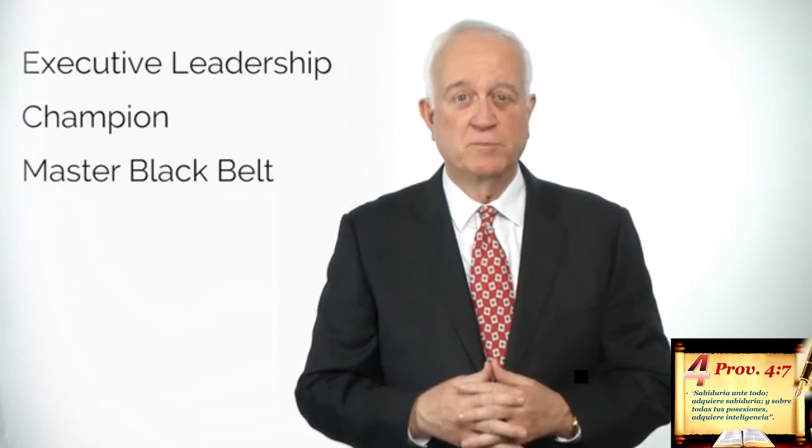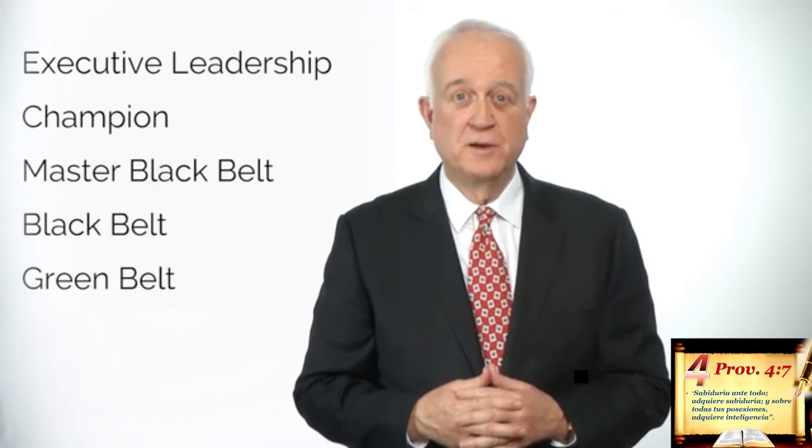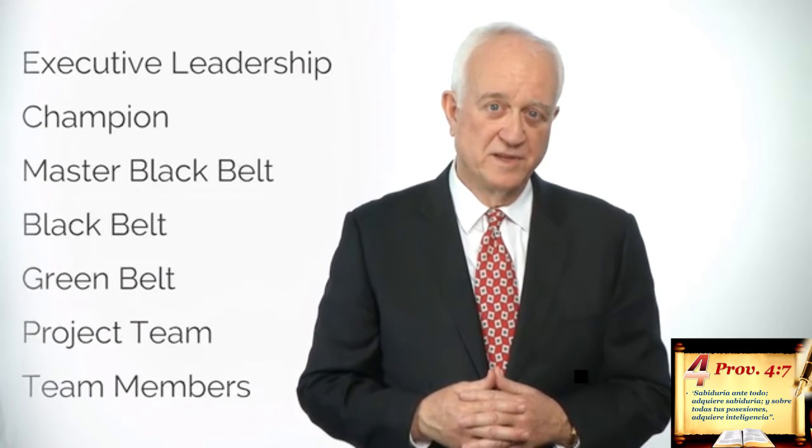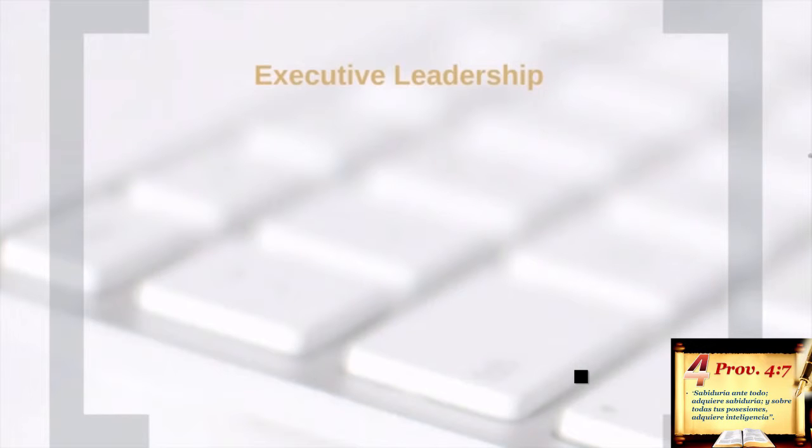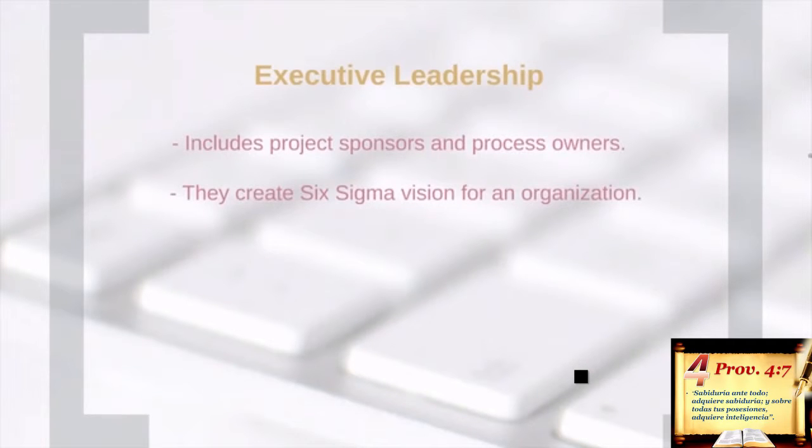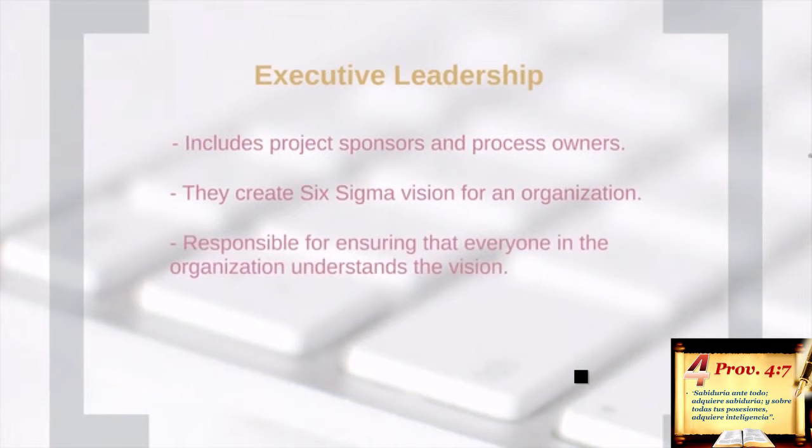The major roles are as follows: executive leadership, champion, master black belt, green belt, project team, and team members. Let us learn about each role in detail. First, we will consider executive leadership. This role includes project sponsors and process owners. They create the Six Sigma vision for an organization. They are responsible for ensuring that everyone in the organization understands the vision and all work with unity of purpose to realize it. The next role under discussion is champion.